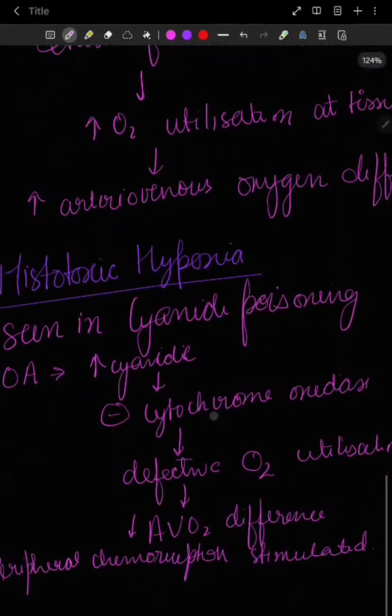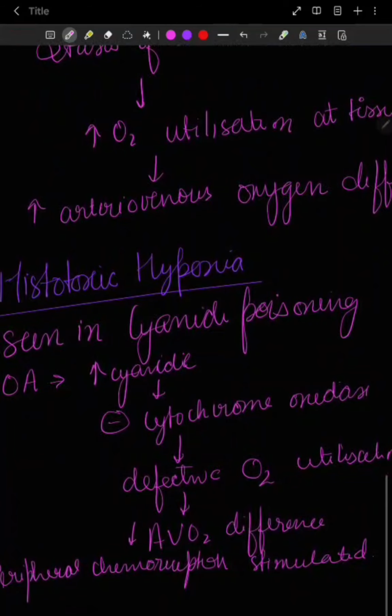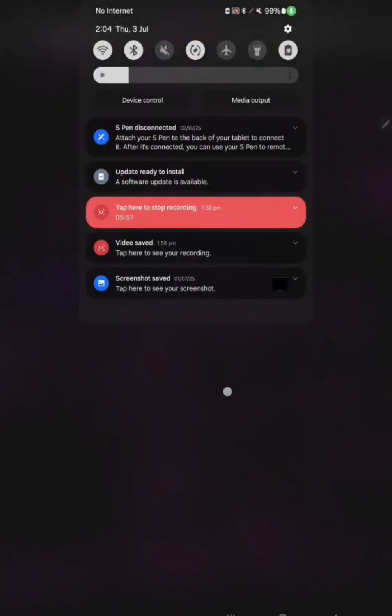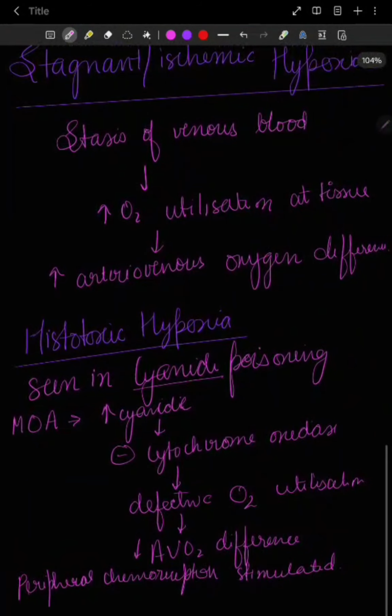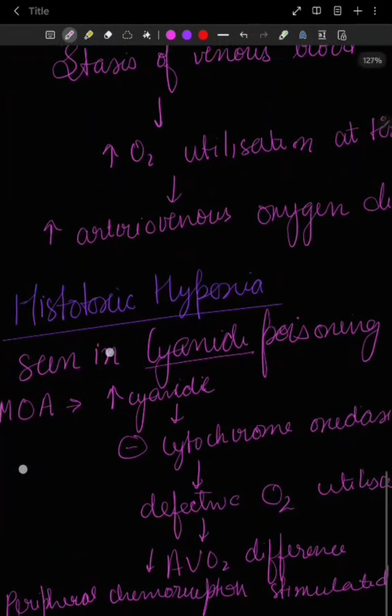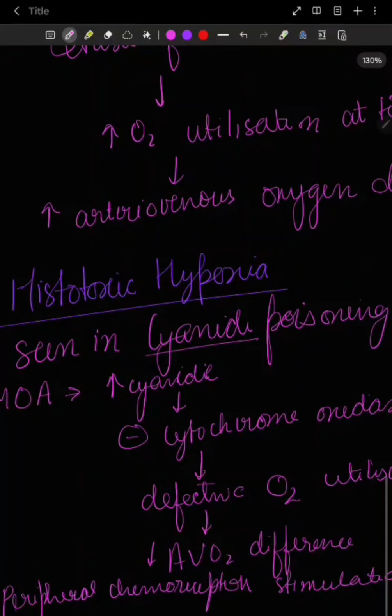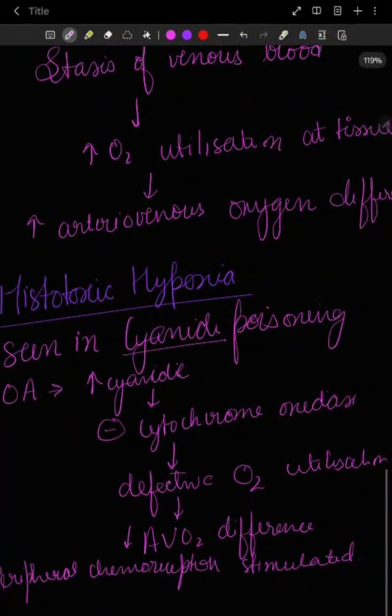And the fourth type here is histotoxic hypoxia. It is seen in cyanide poisoning. You must have read about the poisoning of different substances. One of them is cyanide. So what does cyanide do? Increased cyanide levels in the body inhibit the cytochrome oxidase enzyme, and it causes a defective oxygen utilization and thus decreases the arteriovenous oxygen difference.